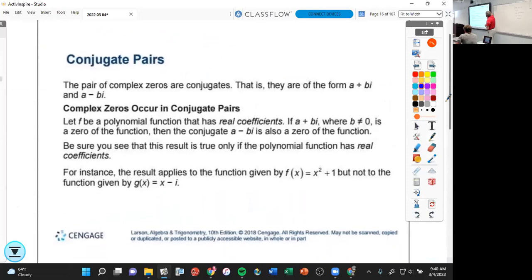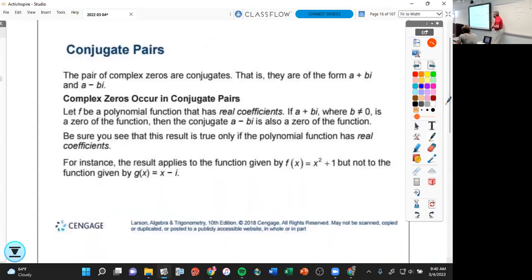Conjugate pairs, we've mentioned this already. A pair of complex zeros are conjugates. That is, they're of the form a plus bi and a minus bi. Let f be a polynomial function that has real coefficients. If a plus bi, where b is not 0, is a 0, then a minus bi is also a 0.